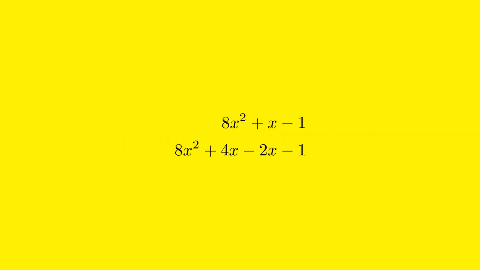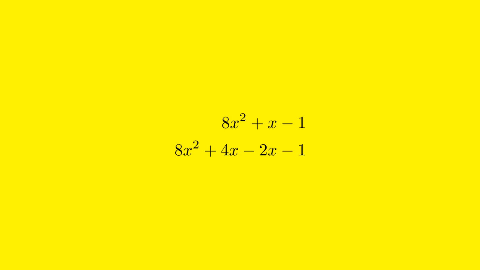In step 1, we first need to identify the quadratic equation we are working with, which is 8x squared plus x minus 1. Our goal is to factor this expression. To begin, we look for two numbers that, when multiplied, give us the product of the coefficient of x squared and the constant term. In this case, multiply 8 by minus 1, which equals minus 8.